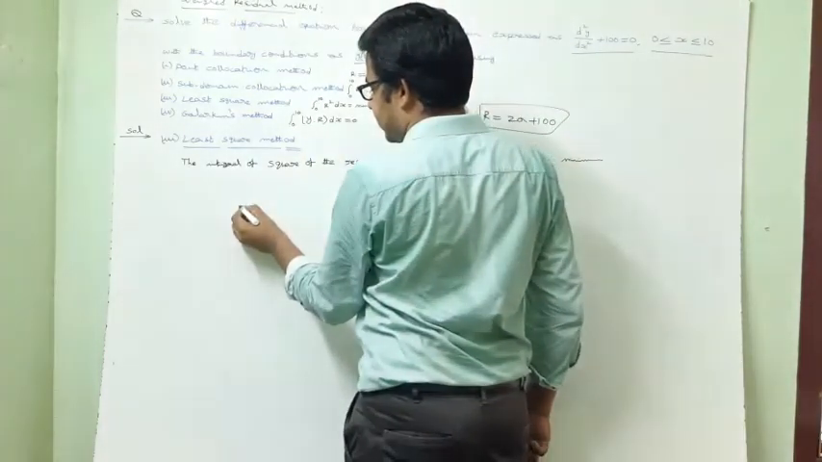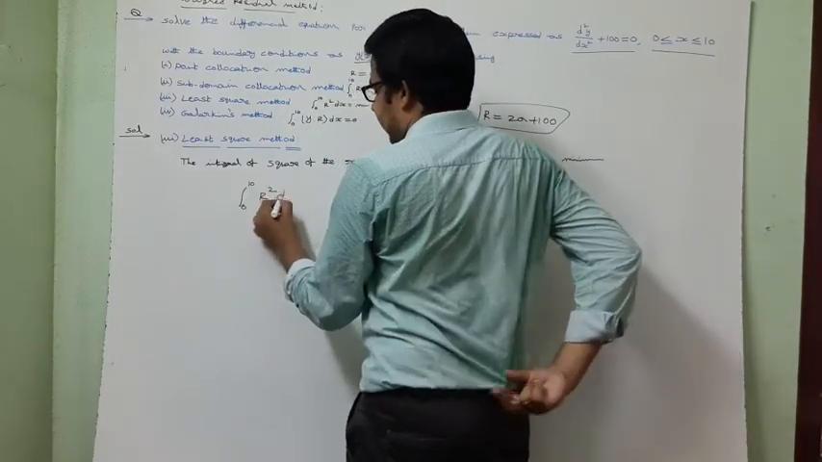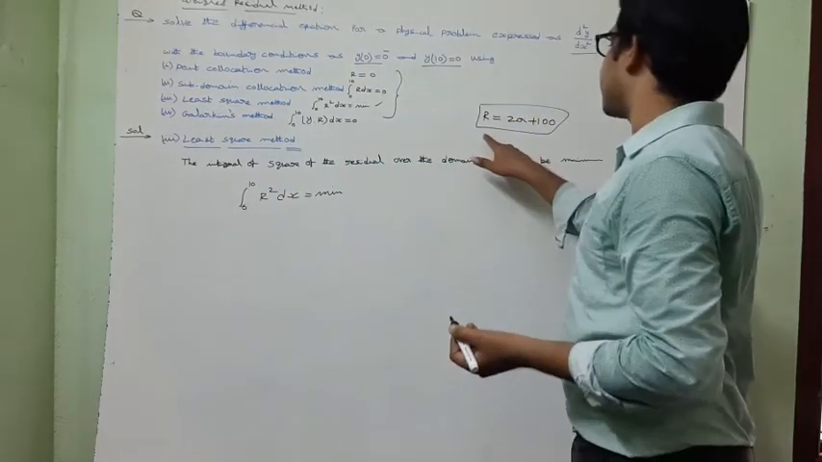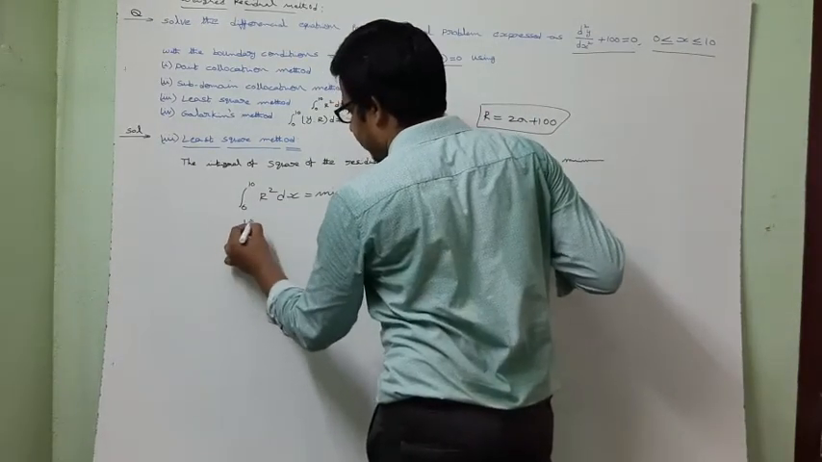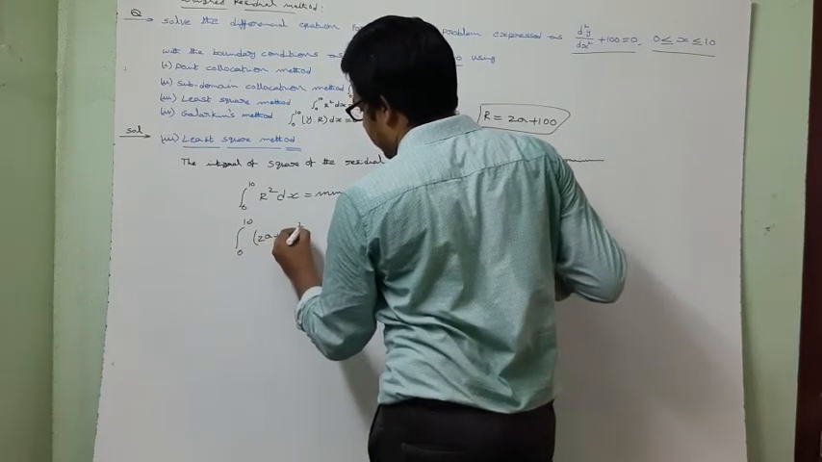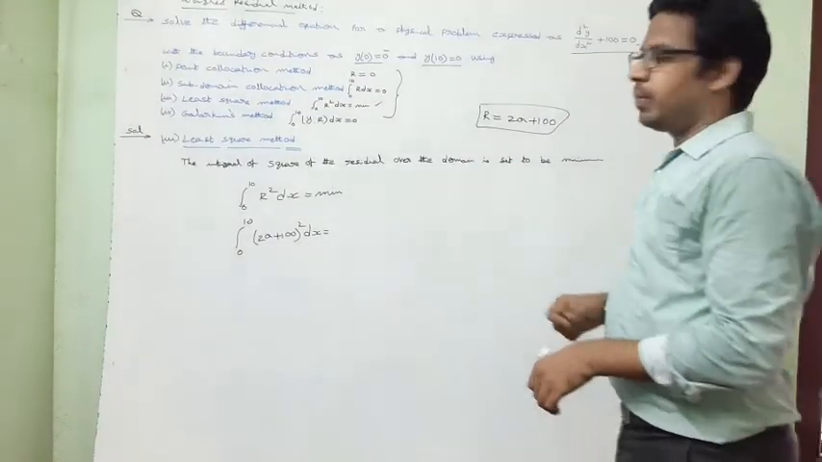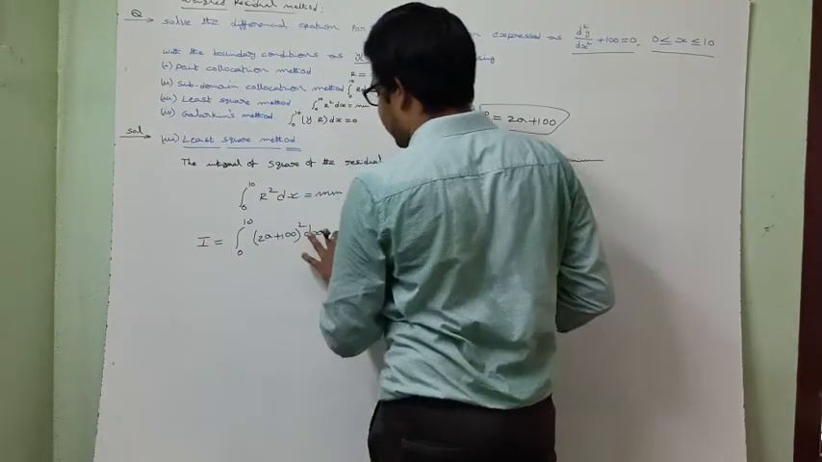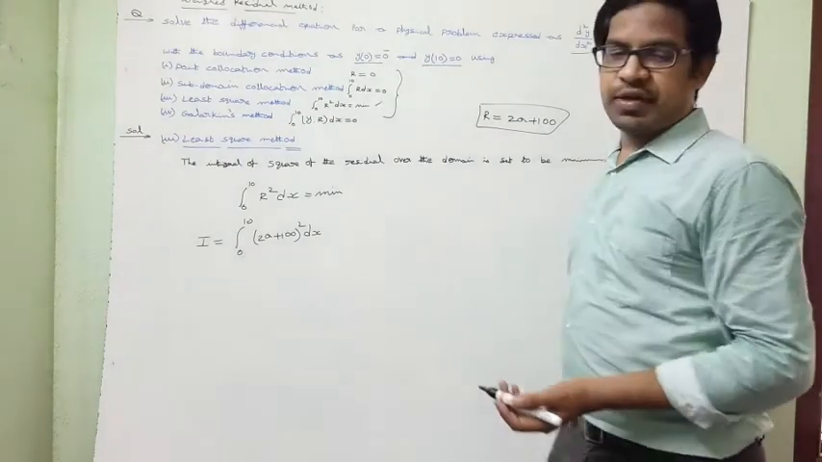So here, what is the equation? Integral 0 to 10 of r square dx is equal to the minimum value. What is the r value? Here r equals 2a plus 100. So integral 0 to 10 of (2a plus 100) whole square dx is equal to the minimum value. So here, the integral I is equal to integral 0 to 10 of (2a plus 100) whole square dx.